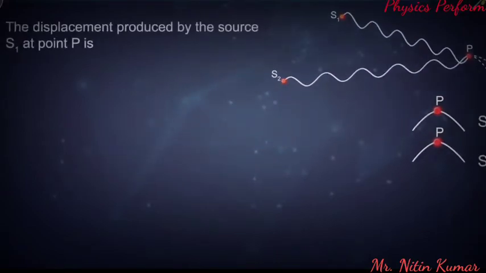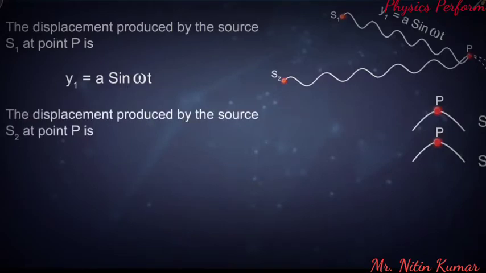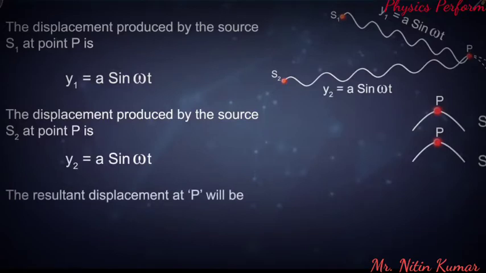If the displacement produced by the source S1 at point P is given by y1 is equal to a sin omega t, since the wave from S2 travels the same distance as the wave from S1, the displacement is also given by y2 is equal to a sin omega t. The resultant displacement at P will be given by y is equal to y1 plus y2, which is equal to 2a sin omega t.